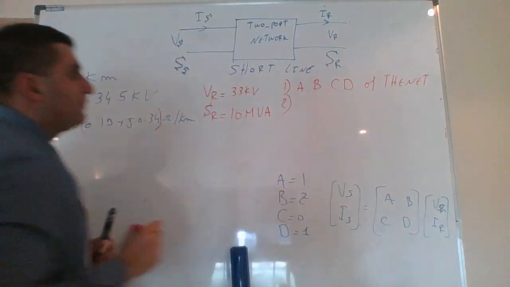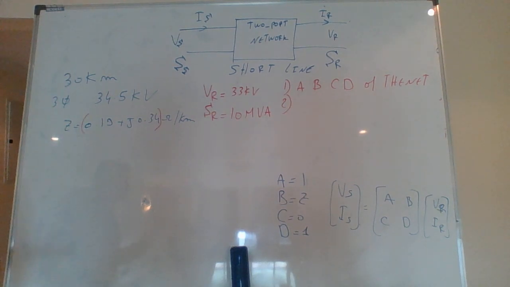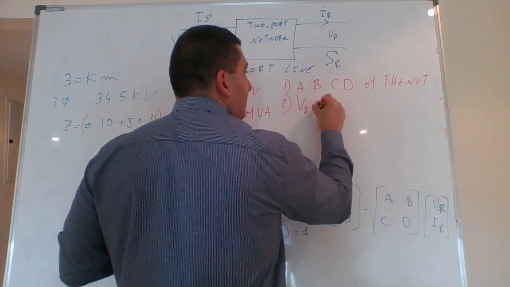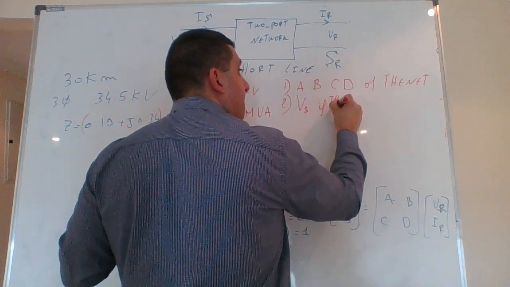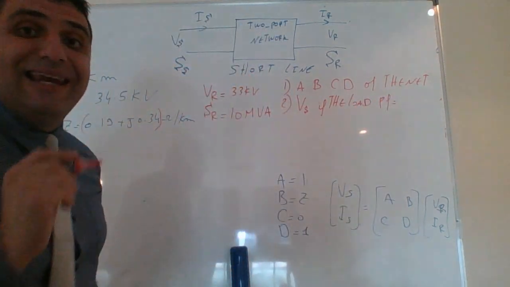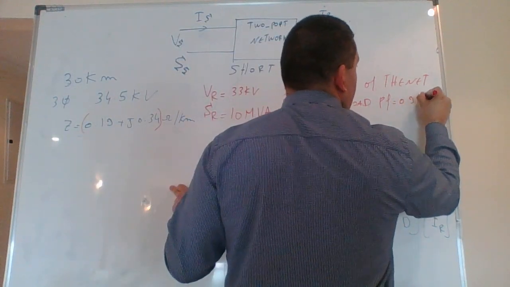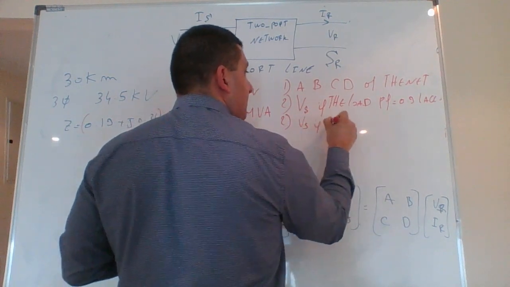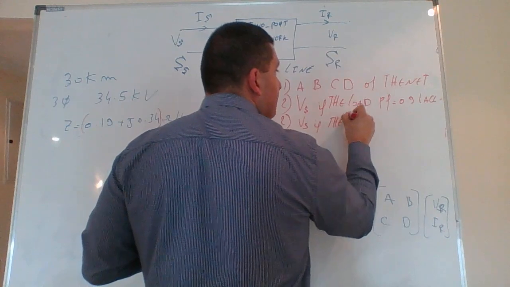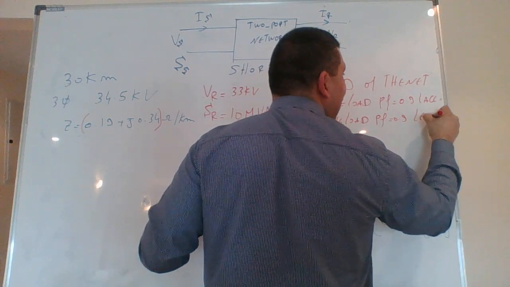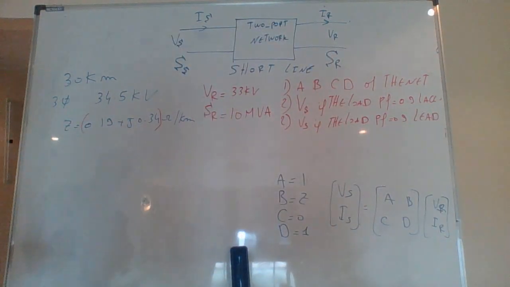Question number 2: I need to find the sending voltage VS if the load power factor is 0.9 lagging. Question number 3: I need to find VS if the load power factor is 0.9 leading.